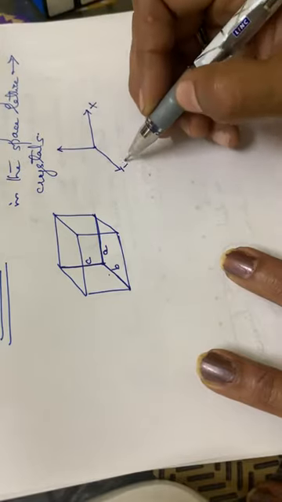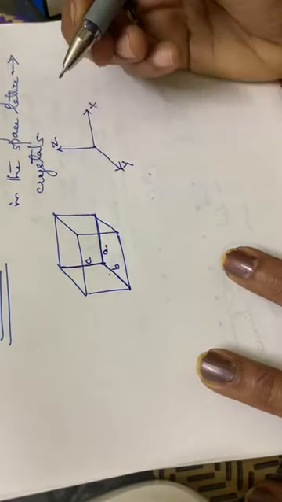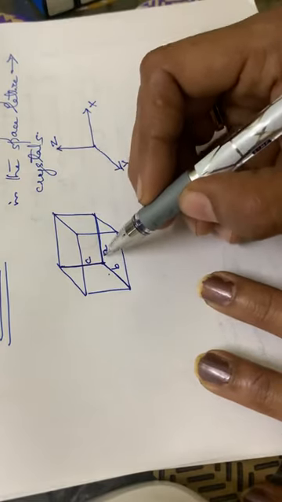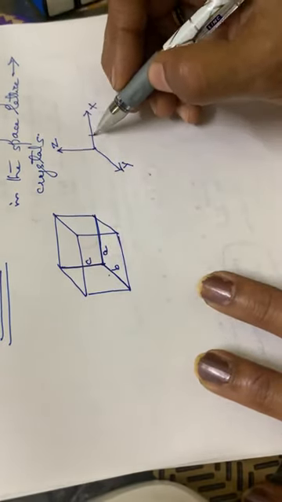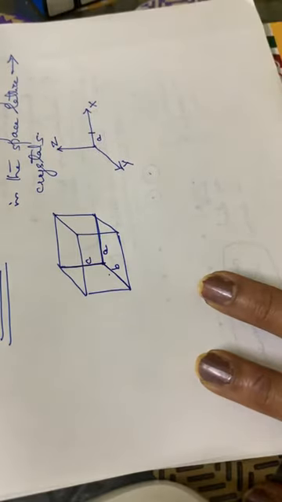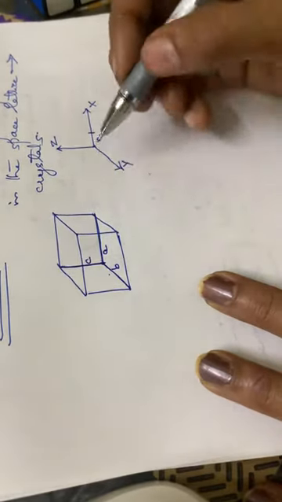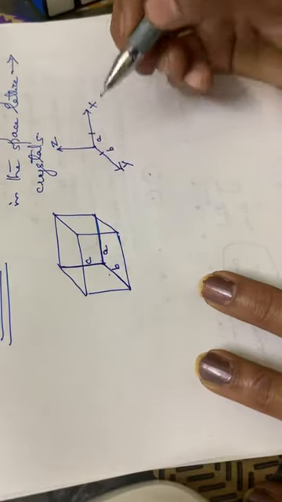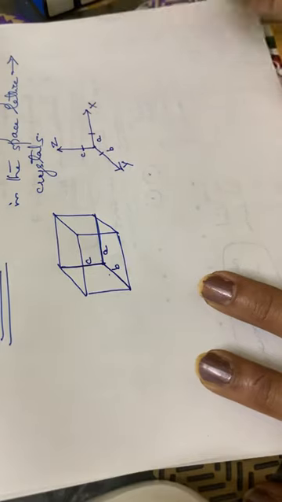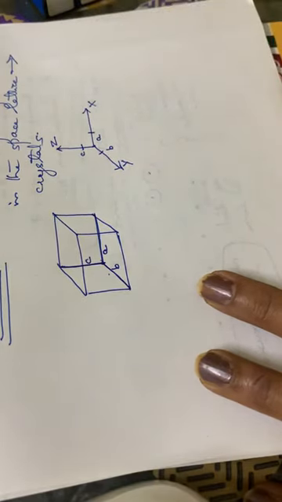So this is the X, this is the Y, and this is the Z axis. You can take it any way. Here the X axis corresponds to the vector A. So distance A, let it be up to this distance. Then this distance, let it be B. And again this distance, let it be C. So the three distances are A, B and C.